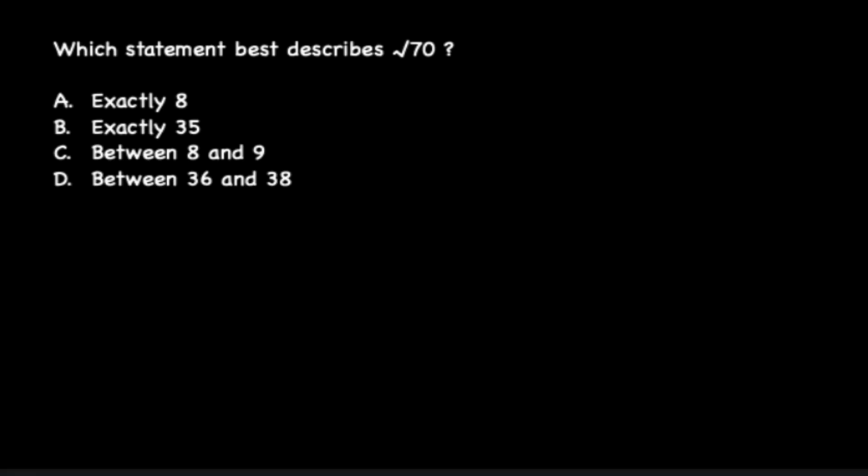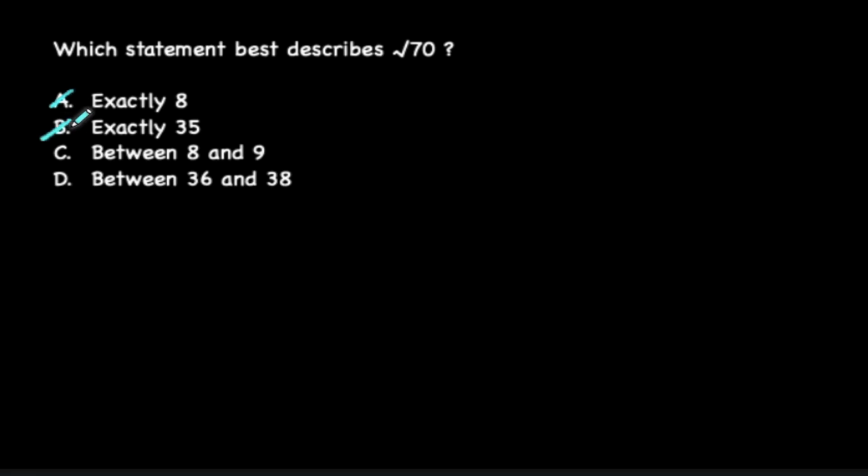Right here, this is asking us which statement best describes the square root of 70. If you know, like I say, your common square roots, you should be able to answer this question. So let's take a look at these answer choices. Answer choice A is stating exactly 8. Well, we know it's not exactly 8 because the square root of 64 is 8. So we can eliminate choice A. Exactly 35? This does not make any sense because the square root of 70 is not 35. We already established that the square root of 64 is 8.